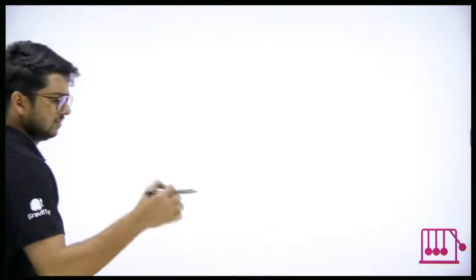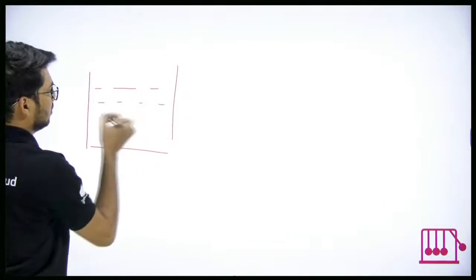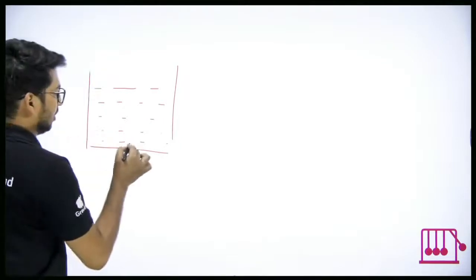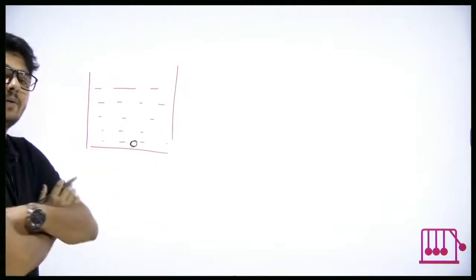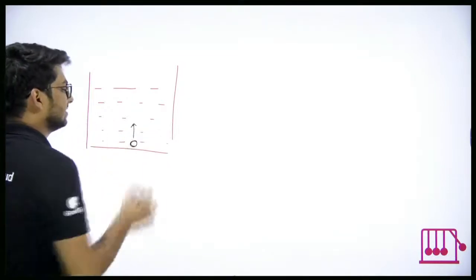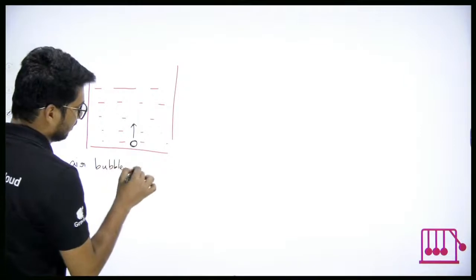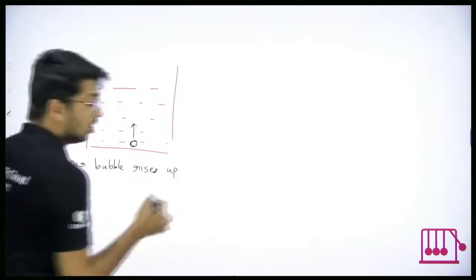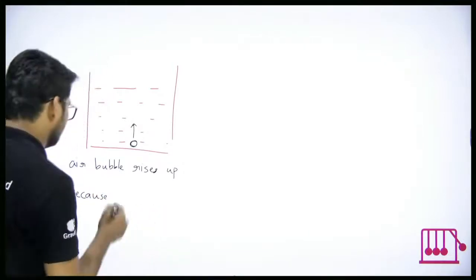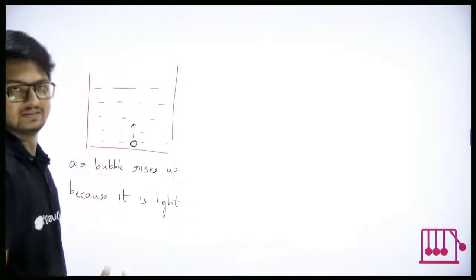What does this mean? I'll give a simple example. If you take water in a tub, and if there is any air bubble at the bottom, what happens to that air bubble? It rises up. Now the question is why? It is because it is light. Light will mean less mass, less heavy. Its mass or its weight is less.